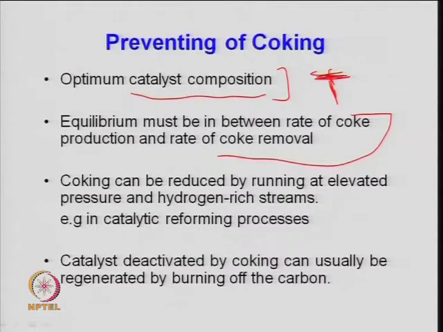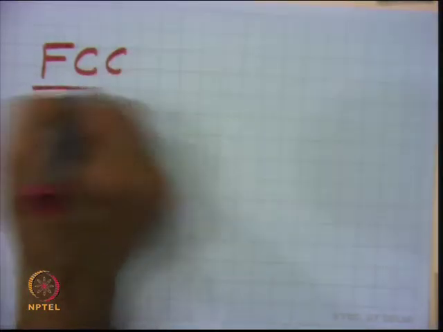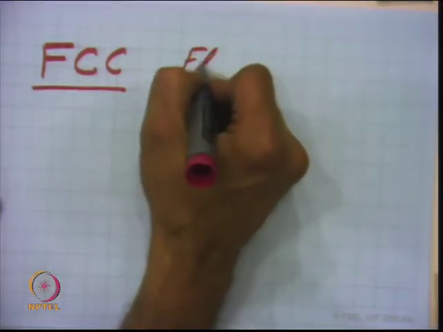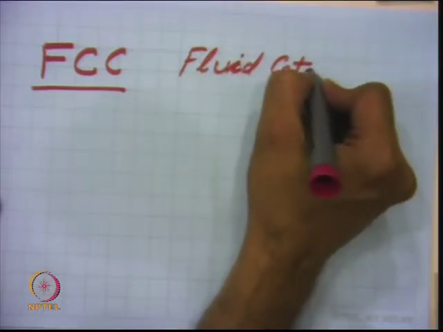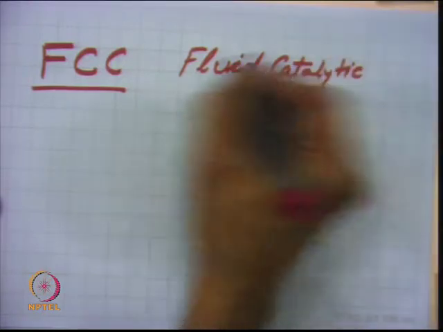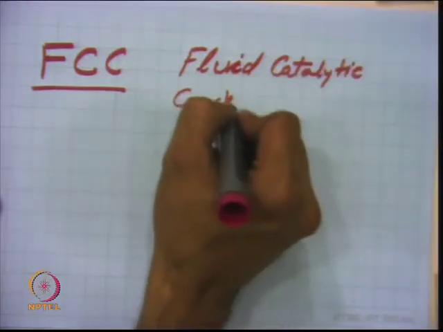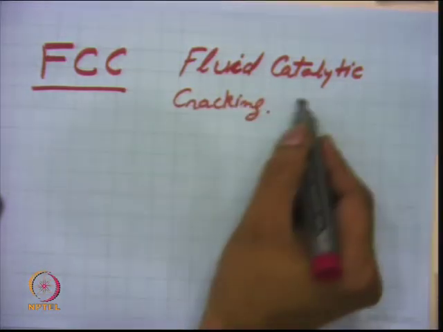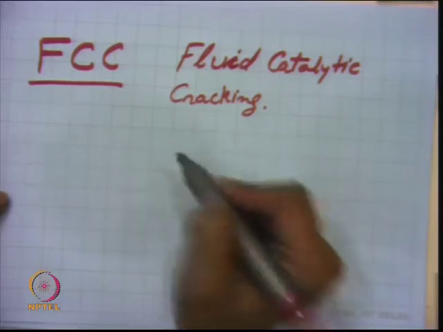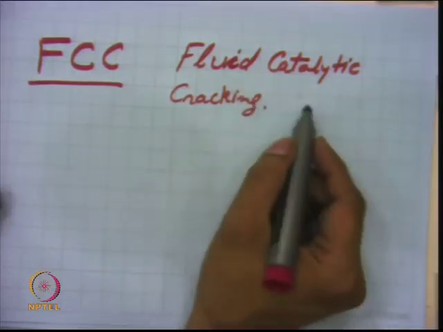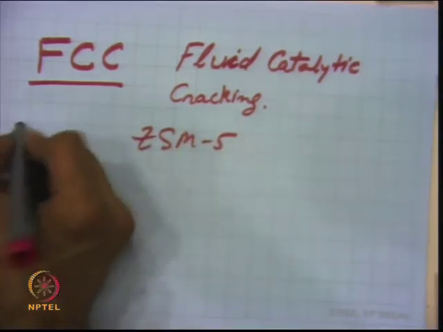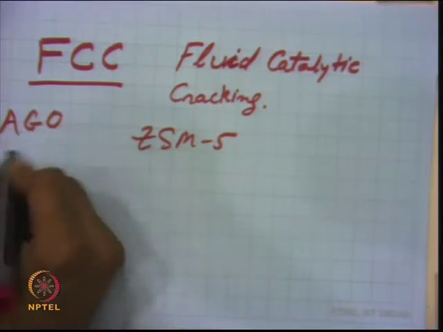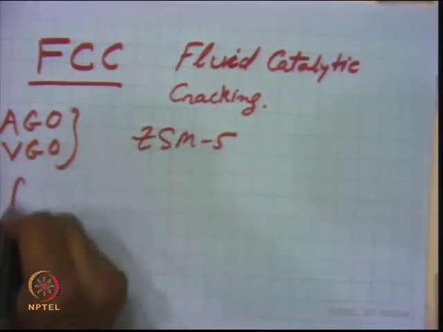So, reactor cum regeneration. If you look at FCC, fluid catalytic cracking, just as an example, the coke formation is severe. Generally, silica alumina type catalysts or zeolite type catalysts, ZSM-5 type catalysts, are used, and the feedstock is atmospheric gas oil or vacuum gas oil.